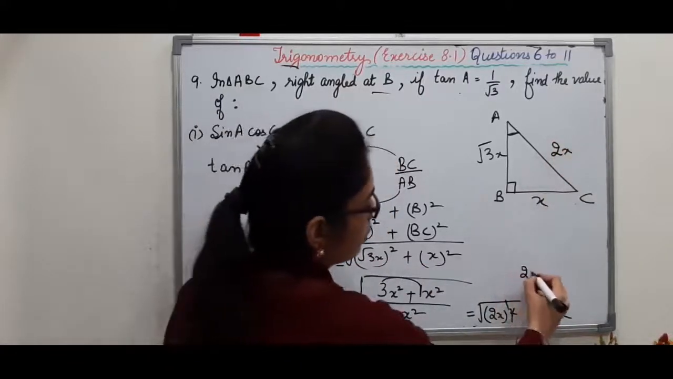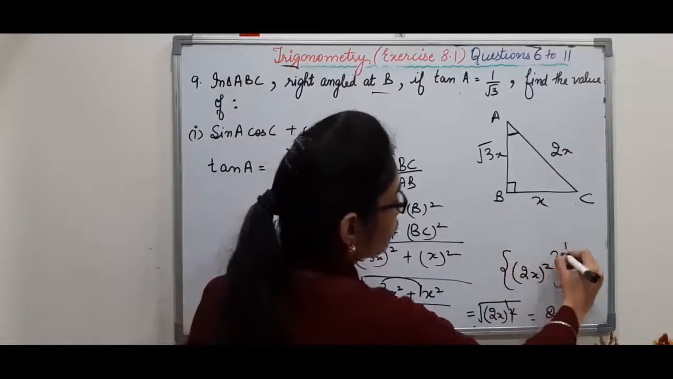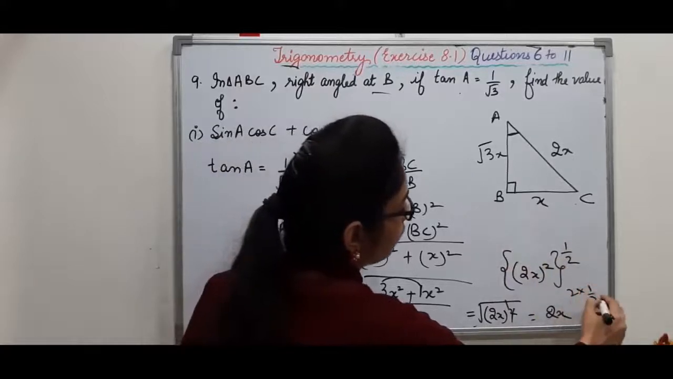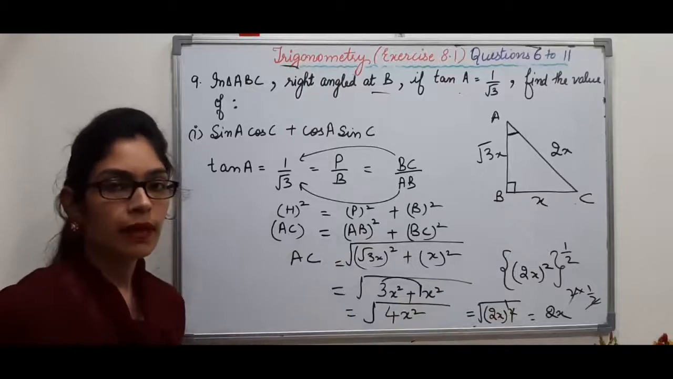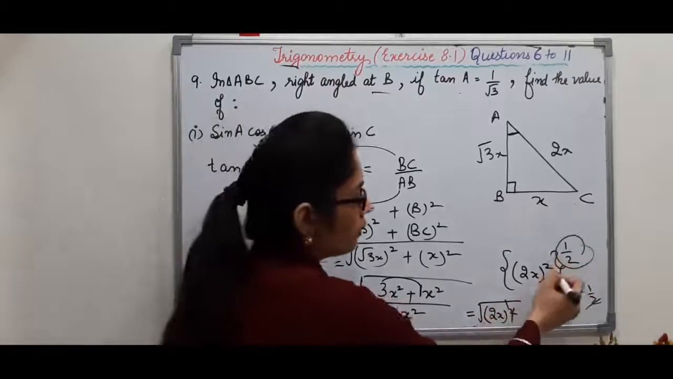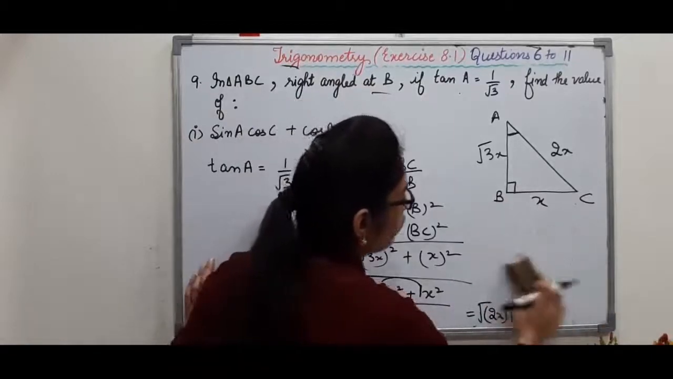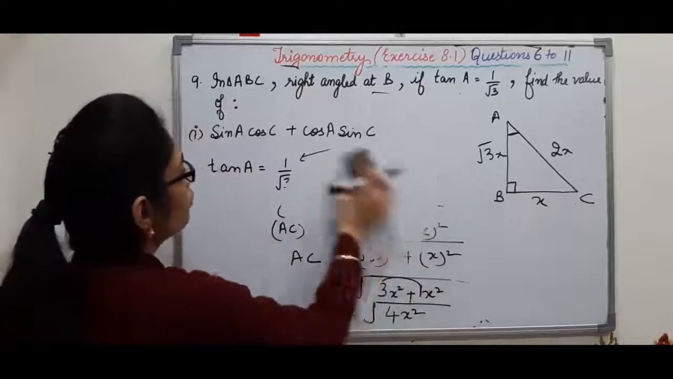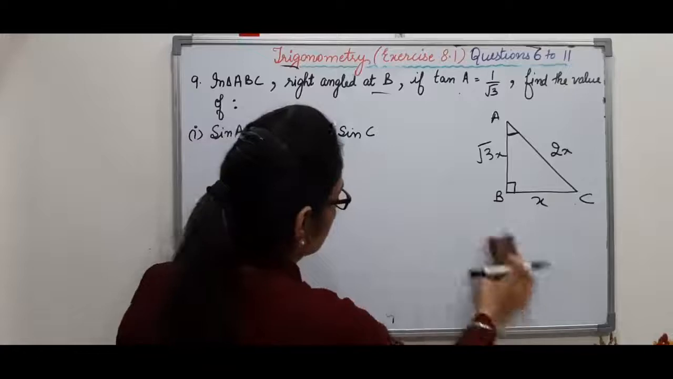See this root, the value of root is 1 by 2. That's why we always cancel it, because 2 into 1 by 2 will get cancelled. So directly we can always cancel 1 by 2, which is square root, with square. Now we have got the value of the third side of the triangle. So we will find the values of sine A, sine C, cos A and cos C.